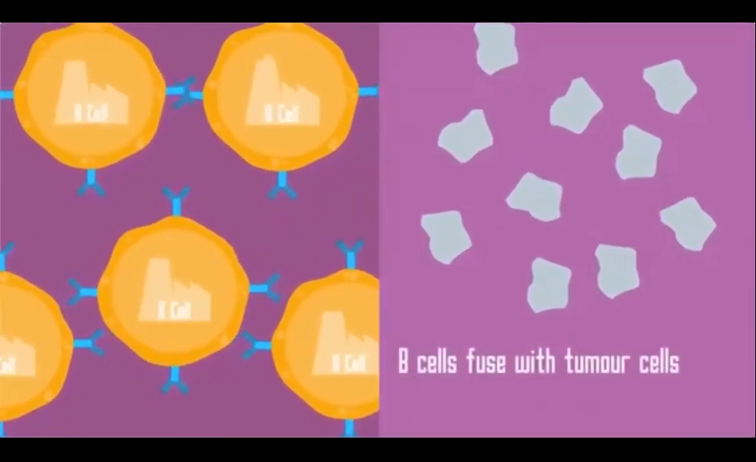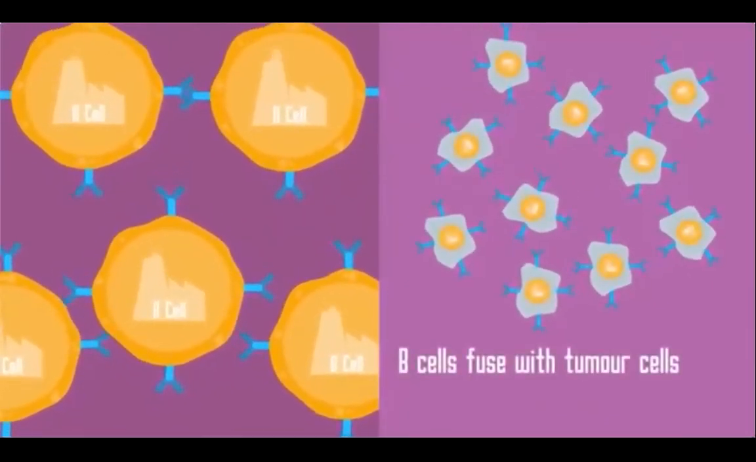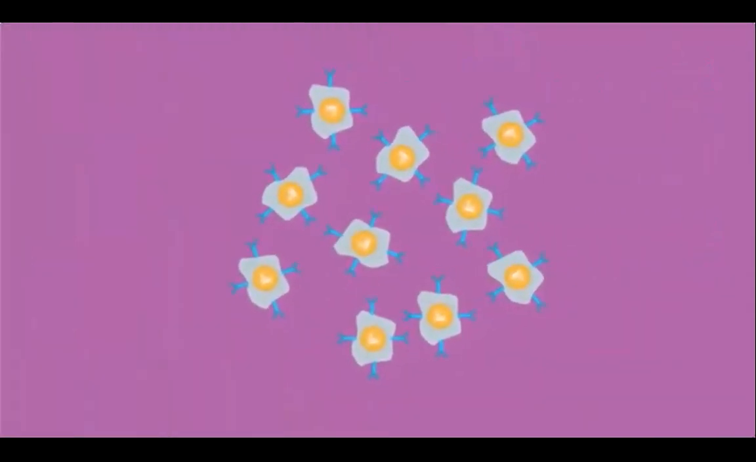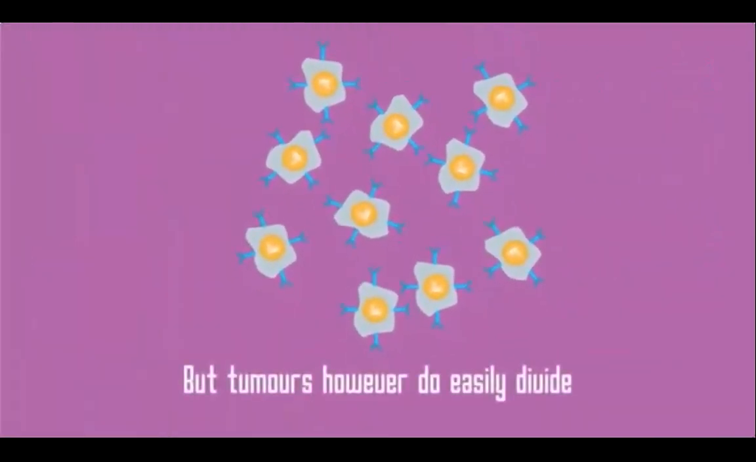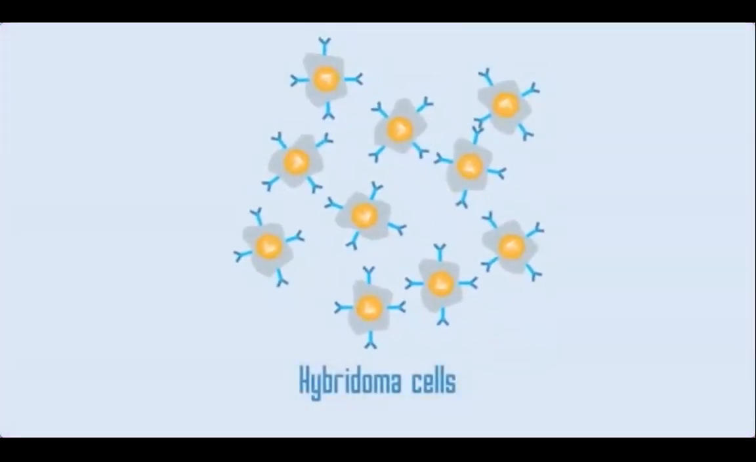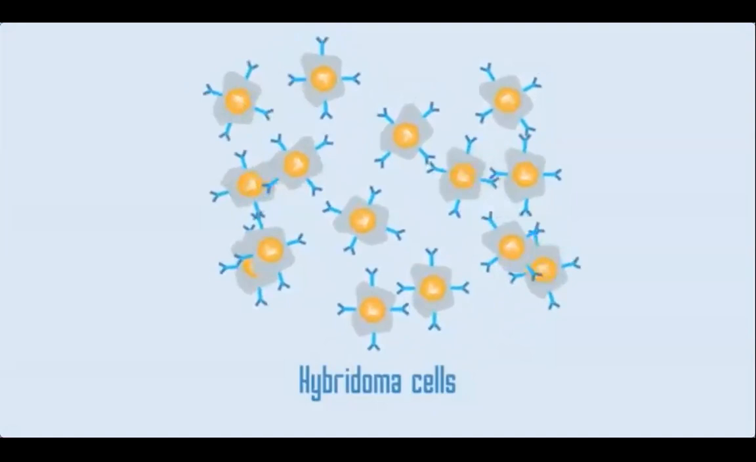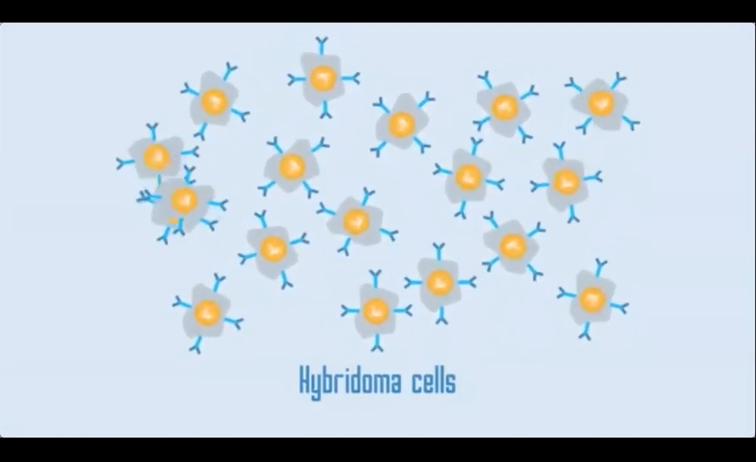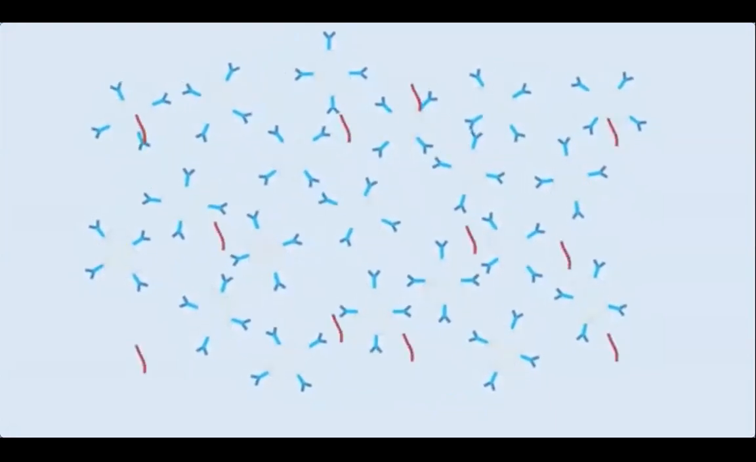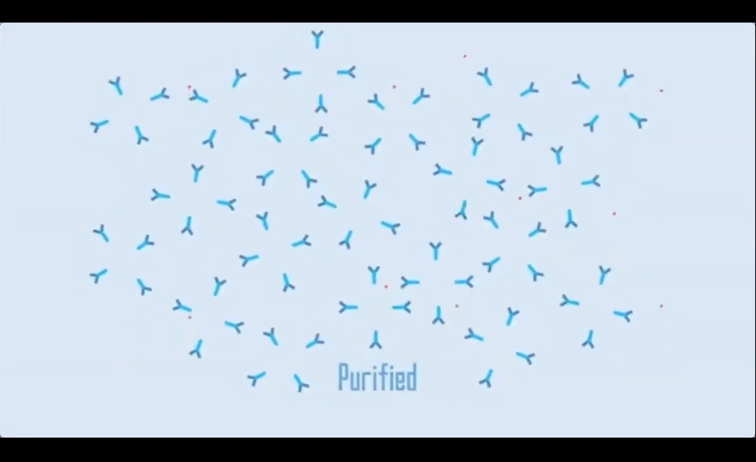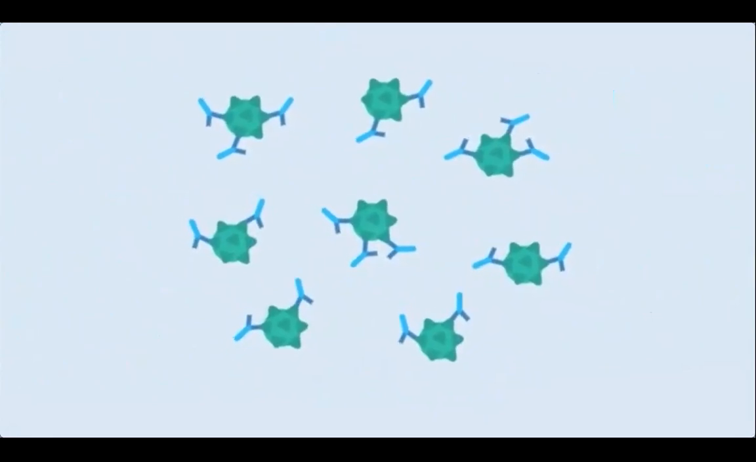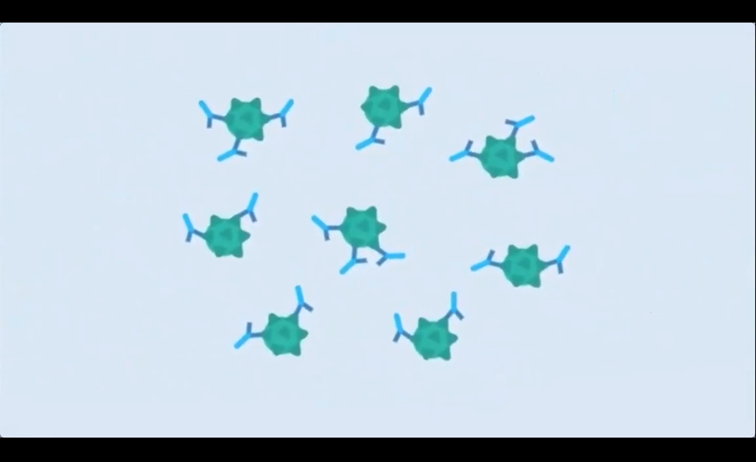We need to fuse the antibody-producing B cells with a tumour cell because the B cells don't have the ability to divide, but tumours, however, do divide easily. This fusion cell is called a hybridoma cell. The hybridoma cells reproduce rapidly to make cloned cells, which all make the same antibody. These monoclonal antibodies are collected and purified, ready for use. They match up perfectly with the target antigens in the body and are made in huge quantities.